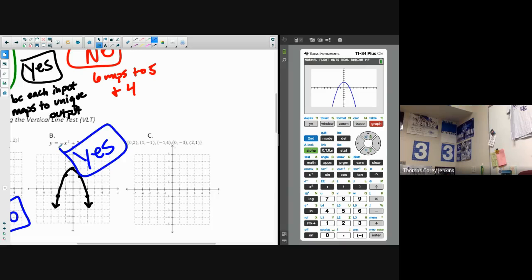All right, so I'm going to ask you again, looking at C, is it a function? And you can either use the graph on the notes to answer it, or you can just answer by looking at the ordered pairs. 0, 2, 1, -1, -1, 4, 0, -3, and 2, 1. Really, the question is just, is it a function? Yes or no?